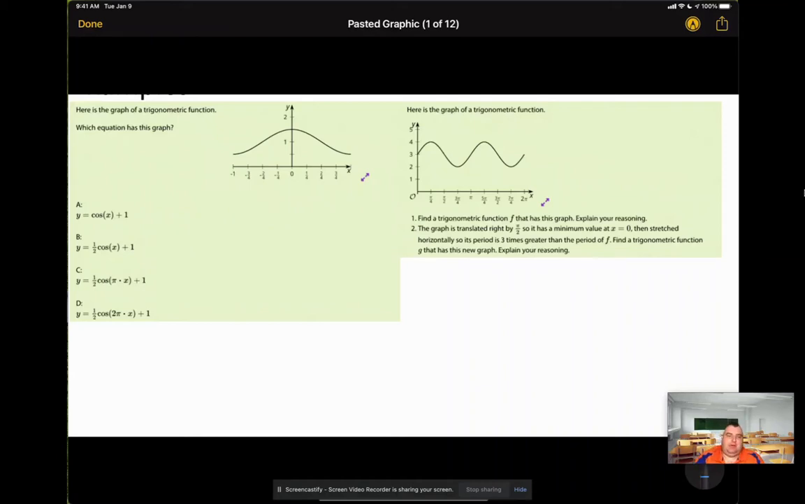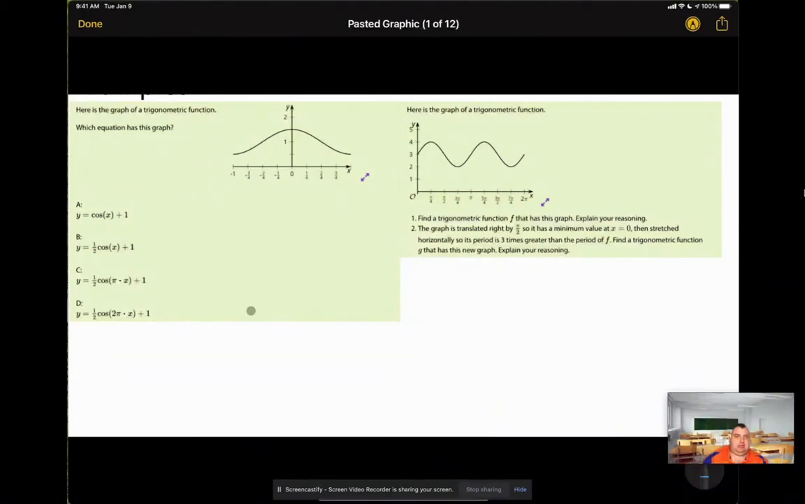Welcome back, everyone. We are up to lesson 18 of Unit 6. We have no new lesson notes, so we're going to get right into the examples. We're still talking about features of graphs of trig functions. So I have two sets of questions here.